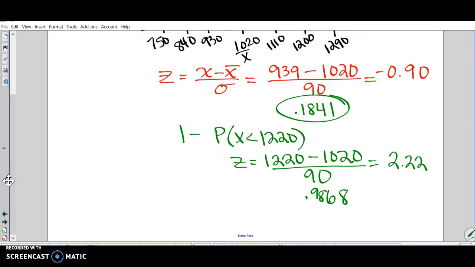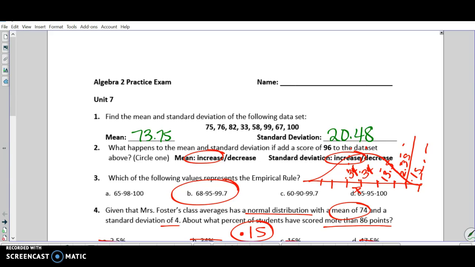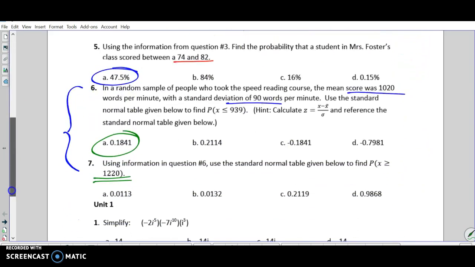Do not stop there. Since we're above, again, I've got to take that and subtract it from 1 because I'm trying to find the little area above. So 1 minus 0.9868 is going to be 0.0132. So if we go back, that would be B. Don't automatically pick D. That would be if we were finding the probability below 1220.